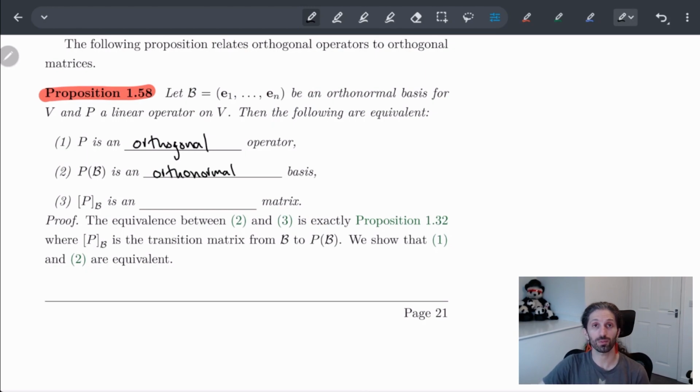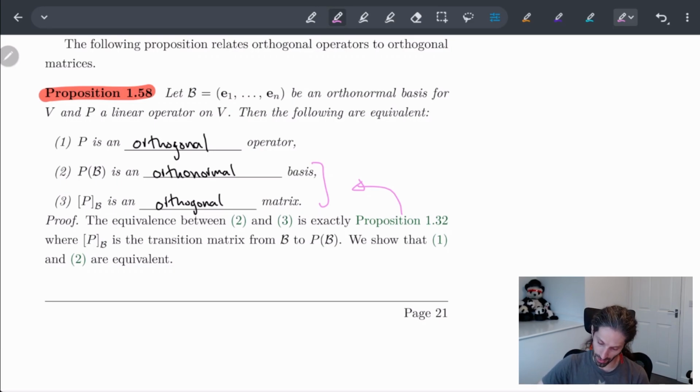So remember, orthonormal basis was when the inner product gives the Kronecker delta, right? The third condition is that the matrix of the linear operator P with regards to the basis B is an orthogonal matrix, right? So an orthogonal matrix was when we had M transpose M equal to the identity. So the first two conditions we've already seen. This is proposition 1.32. So this is not too bad.